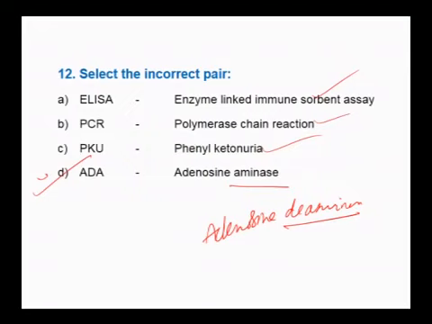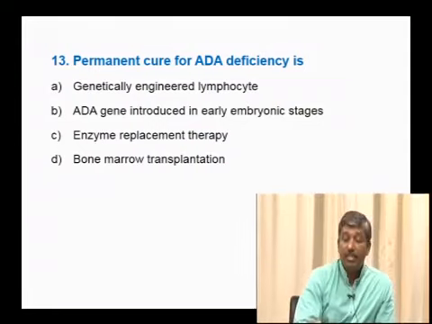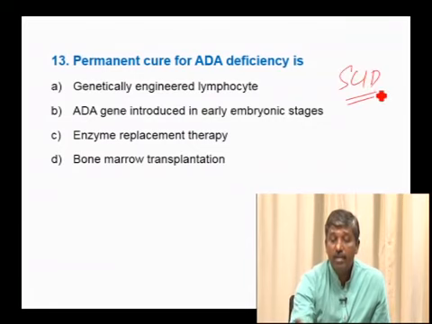This adenosine deaminase enzyme is responsible for the activation of T helper cells. A SCID patient, severe combined immunodeficiency patient, does not produce this enzyme due to mutation of the gene that produces adenosine deaminase. Hence adenosine deaminase should come, not the aminase. Now, the permanent cure for ADA deficiency. This adenosine deaminase deficiency results in severe combined immunodeficiency.